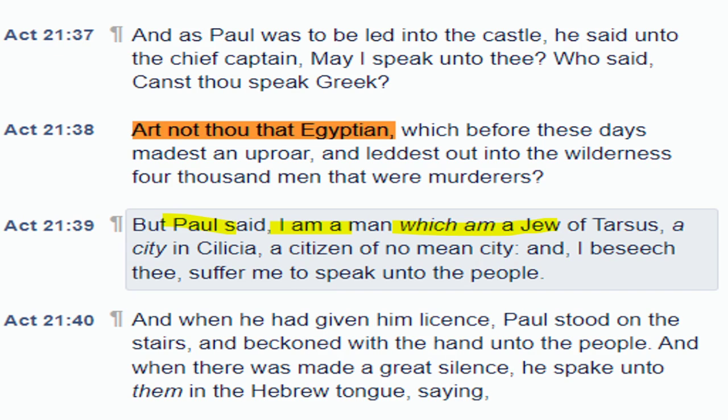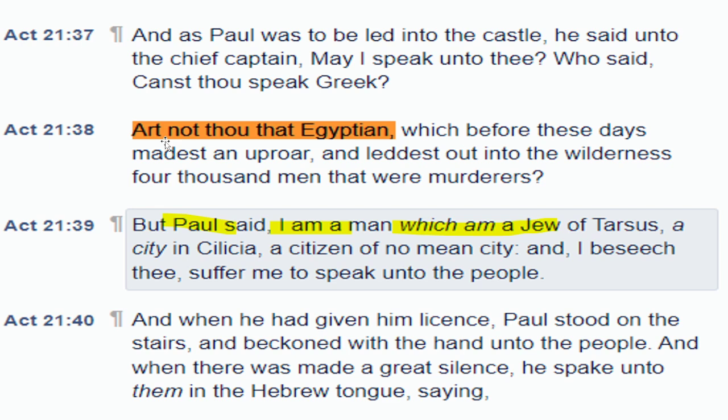We go to Acts chapter 21 and verse 37. It says, and as Paul was to be led into the castle, he said unto the chief captain, may I speak unto thee, who said, canst thou speak Greek? Then you go to Acts 21:38. Art not thou that Egyptian, which before these days made us an uproar and led us out into the wilderness, 4,000 men that were murderers? So this guy, once again, he mistakes the Apostle Paul for an Egyptian.